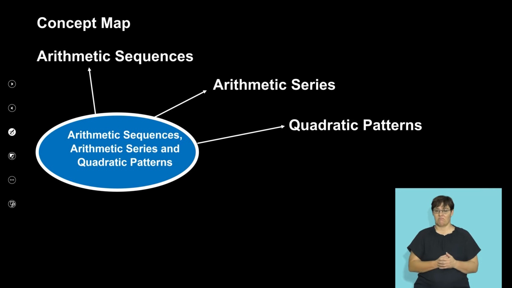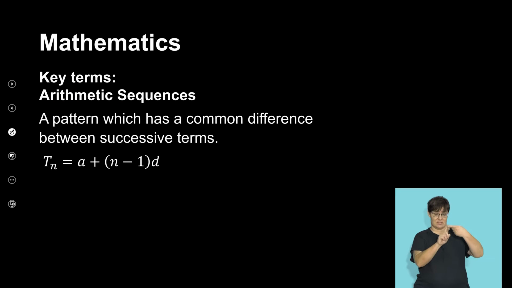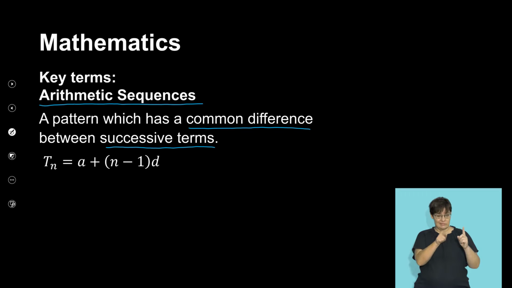So everybody, I'm going to start by revising the definitions for sequences, series, as well as quadratic patterns. So arithmetic sequences, series, and quadratic patterns. Let's go to our first set of definitions. So an arithmetic sequence. This is a pattern which has a common difference between successive terms.